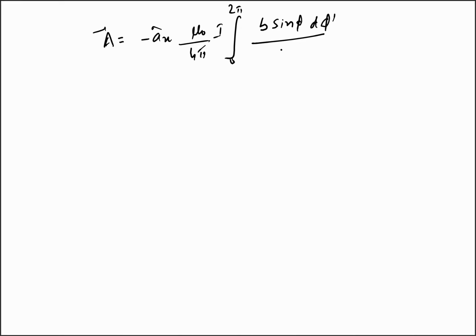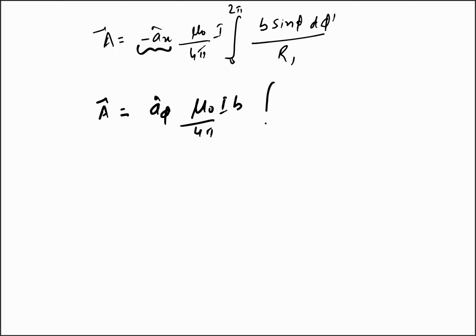So A is equal to minus ax mu naught upon 4 pi I, integral from 0 to 2 pi of b sin phi d phi dash over r1. Now we need to somehow change this r1 to r, so we will see how to do that a little while later. Now you see this minus ax is actually equal to a phi at the observation point, and we are calculating A at the observation point only.